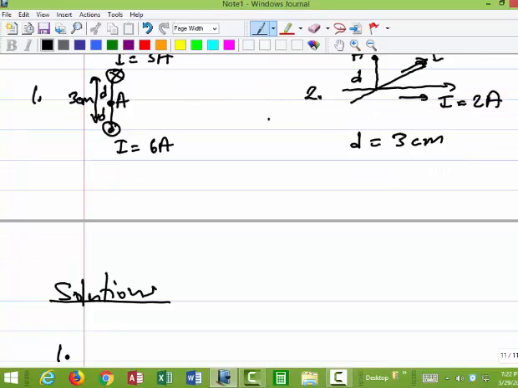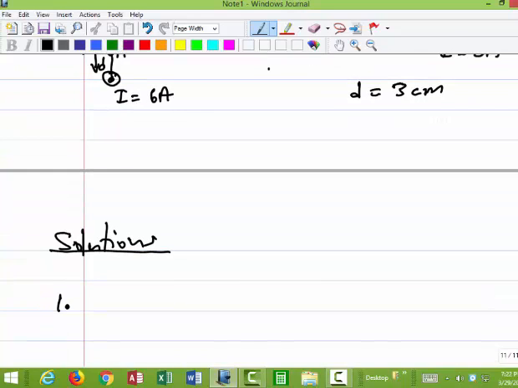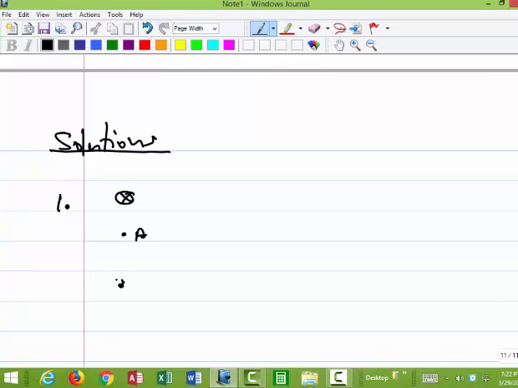So we have the current into the board. We have the point A and the current coming out. And we are saying that this distance is just D. So the magnetic field B is equal to mu naught I over 2 pi D for a straight line wire.